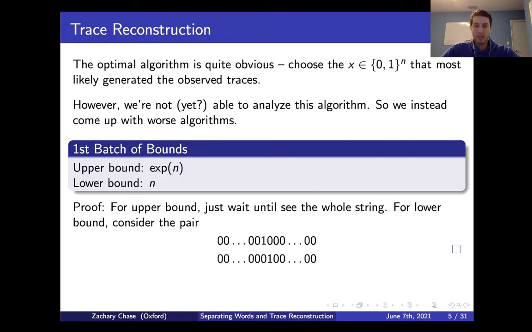For the lower bound of n, you consider this pair. It's all zeros except for a 1 basically in the middle. I won't go over the proof, but this requires n because basically the only information you have is where the 1 occurs. It comes down to distinguishing between 2 very closely related binomial distributions. And the main question is whether polynomially many traces suffice.